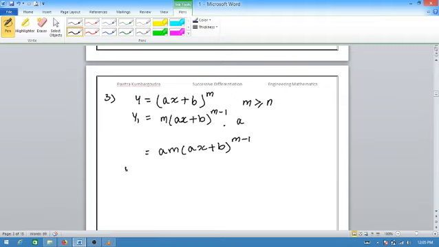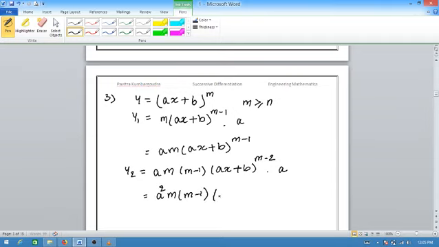So find out the second derivative. y2 is equal to a into m, which is constant, into differentiation of (ax plus b) whole raised to m minus 1, which is m minus 1 into (ax plus b) whole raised to m minus 1 minus 1, that is m minus 2. So this is y2. Similarly, into a, since the differentiation of ax plus b is a. So that is equal to a into a, which is a square, into m into m minus 1 into (ax plus b) whole raised to m minus 2.